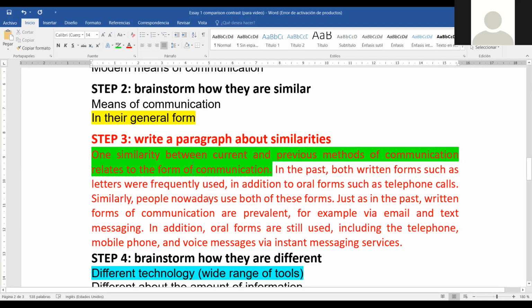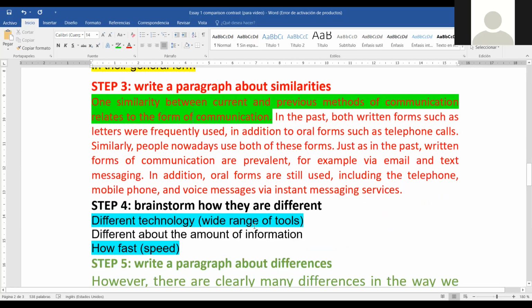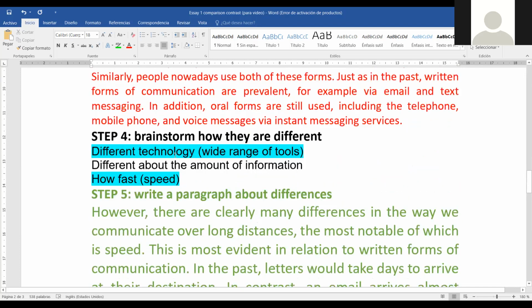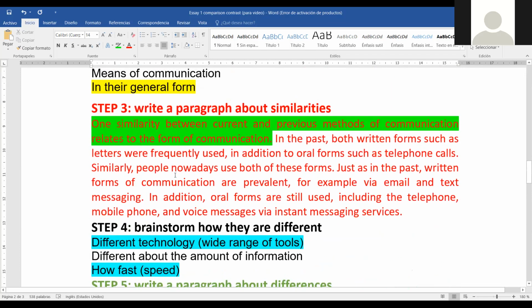Can you read this part, Luis? Okay, and the part that's highlighted in green. One similarity between current and previous methods of communication relates to a form of communication. If you notice, this sentence introduces this paragraph because it says one similarity between current and previous methods of communication relates to the form of communication. If you notice in the second ones, I did almost the same.